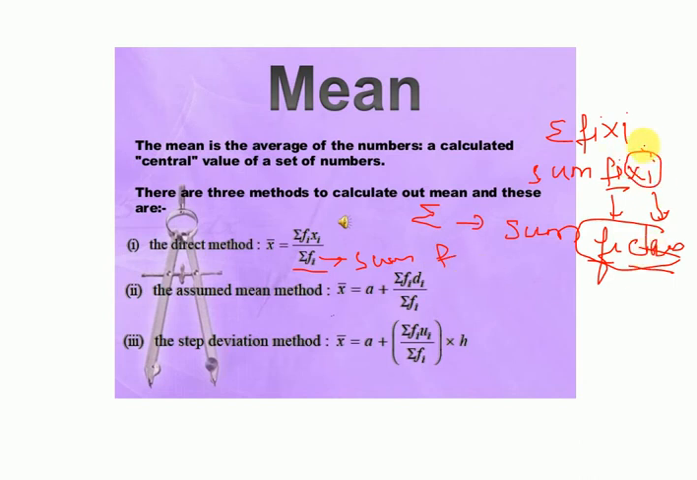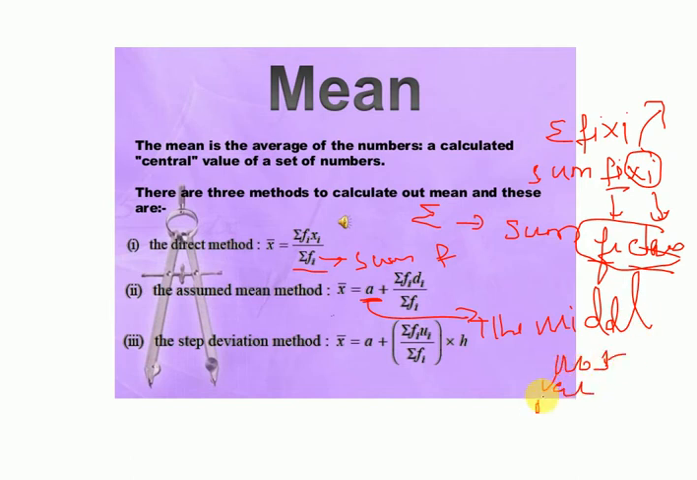Now how do we find the class mark? That we will learn in the next slides. Here a means the middlemost value of class mark or xi. Now what is d? D is x minus a, where a is the middlemost value of class mark. You will understand when we do the sums.